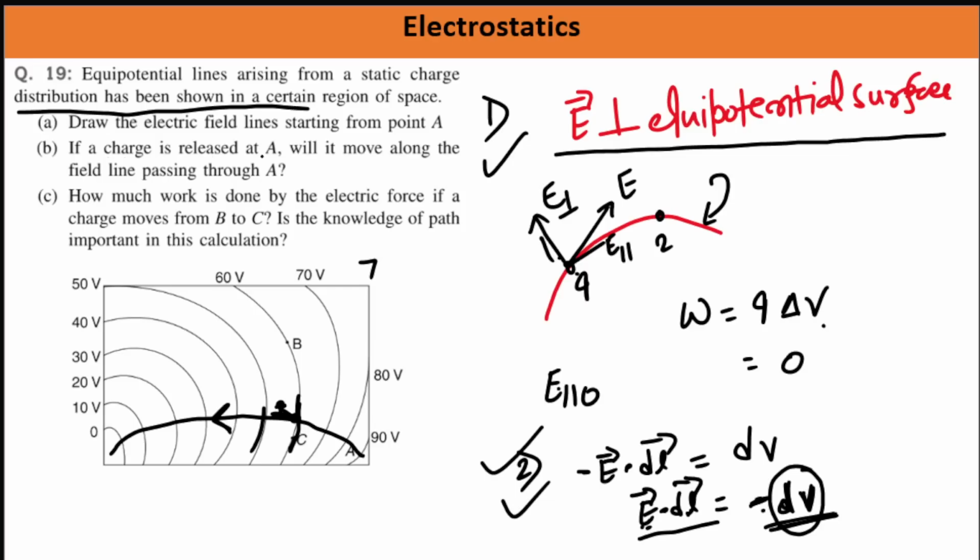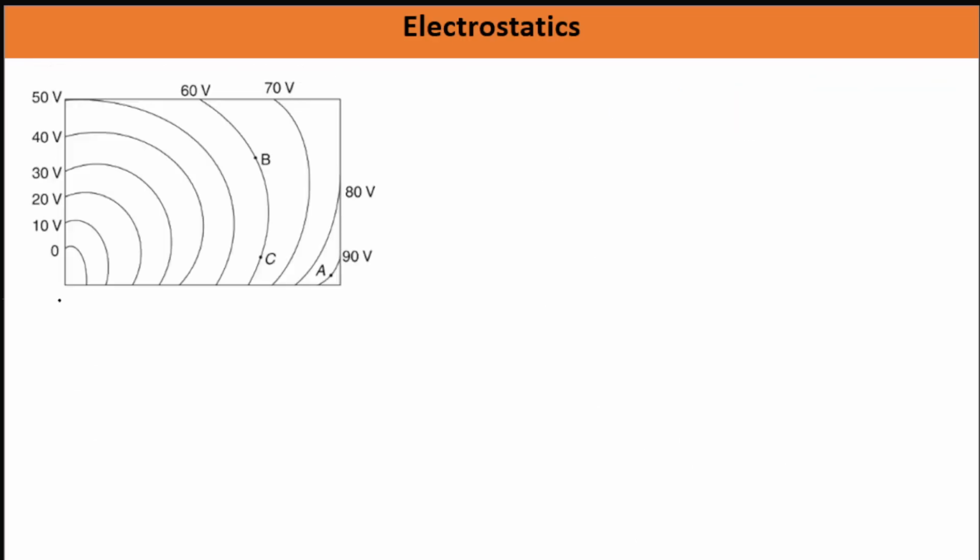Now, if a charge is released at A, will it move along the field line passing through A? तो कह रहा है कि अगर आप A पे एक चार्ज को रिलीज करते हो, so we know that if there is a positive charge, force on it will act in the direction of electric field. At this point, electric field is in this direction, so force will act in this direction, right? And because of that force, it will gain a velocity. Done it? So it will have velocity in this direction after certain time.